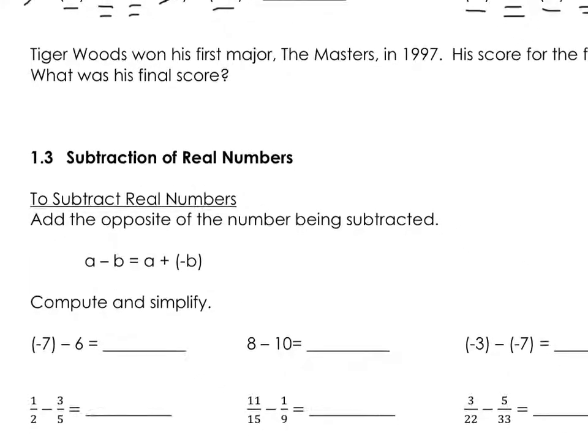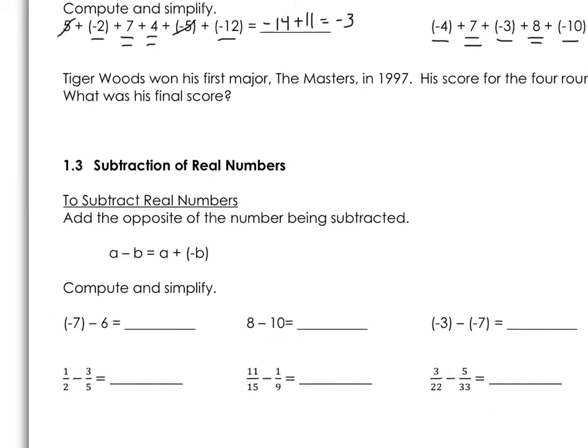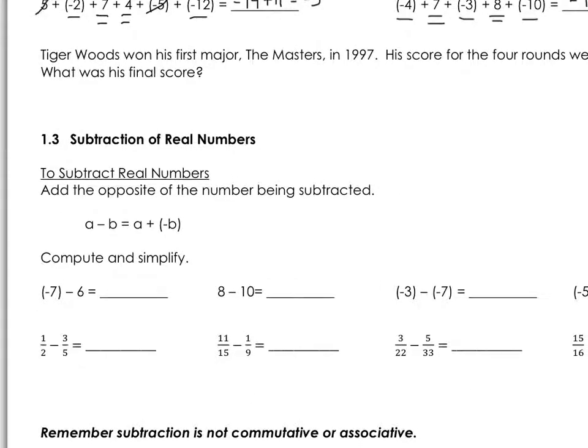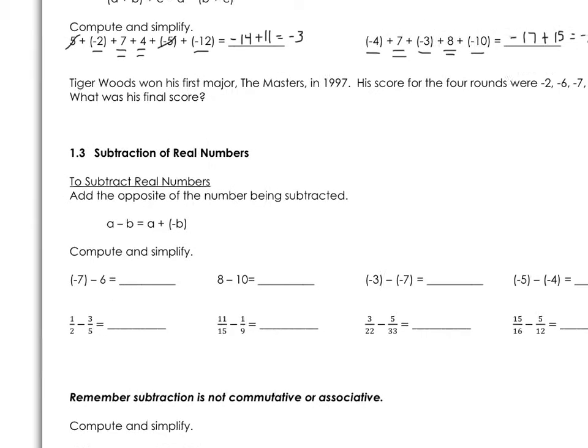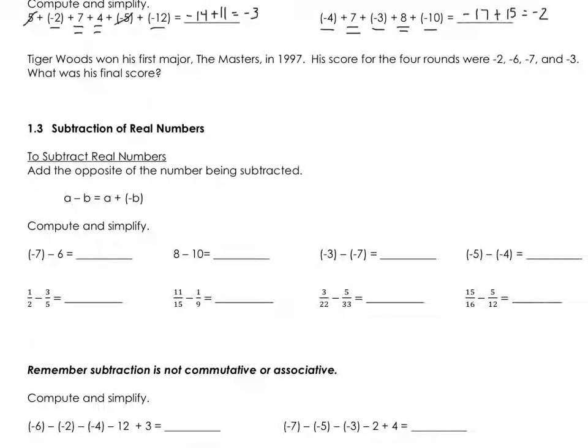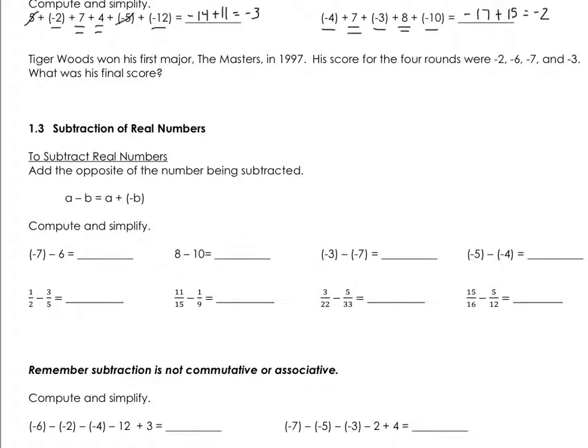Tiger Woods scored his first major, the Masters, in 1997. His scores for the 4 rounds were negative 2, negative 6, negative 7, and negative 3. What was his final score? So we need negative 2 plus negative 6 plus negative 7 plus negative 3.